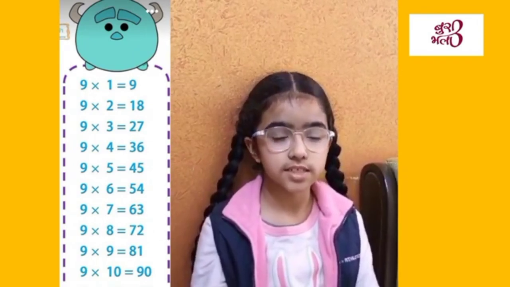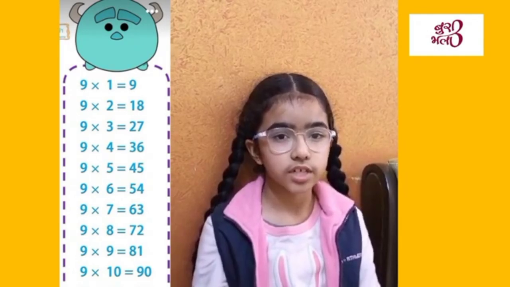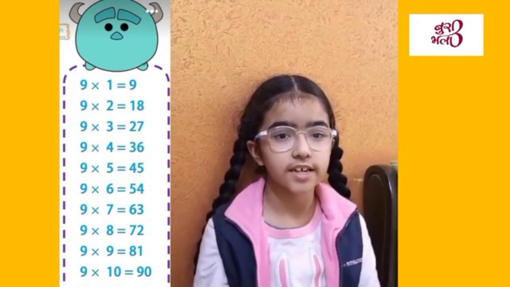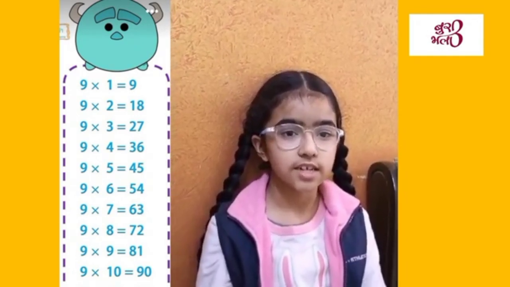Table of 9. 9 ones are 9, 9 twos are 18, 9 threes are 27, 9 fours are 36, 9 fives are 45, 9 sixes are 54, 9 sevens are 63, 9 eights are 72, 9 nines are 81, 9 tens are 90. Table of 10.